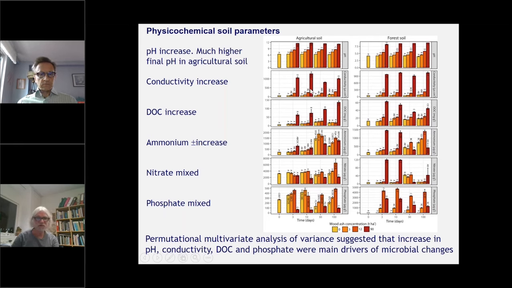Also, we had an increase in conductivity because of all the different ions that we amended the soil with. We also got an increase in dissolved carbon, which is probably primarily because of simple physical chemical interactions with the soil that the ash facilitated. We got an increase in ammonium, which is probably due to various microbial interactions.